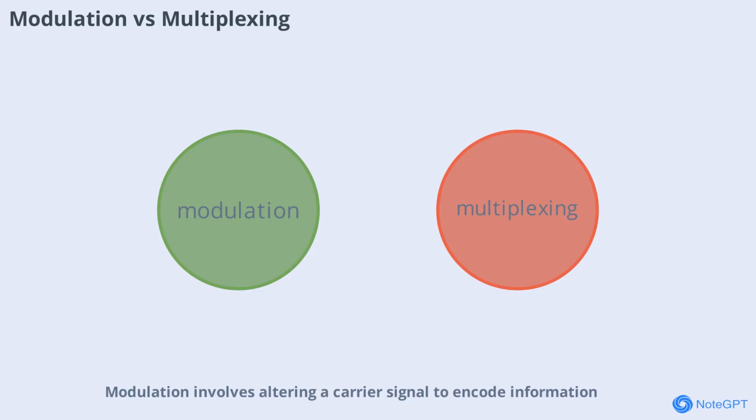Modulation and multiplexing are two fundamental concepts in communication, but they serve different purposes. Modulation involves altering a carrier signal to encode information, making it suitable for transmission over a medium. Multiplexing, on the other hand, is about combining multiple signals for simultaneous transmission. While both techniques are often used together, it's important to understand their distinct roles. Modulation prepares the signal for transmission, while multiplexing maximizes the use of the channel.